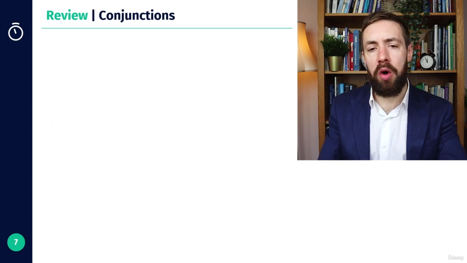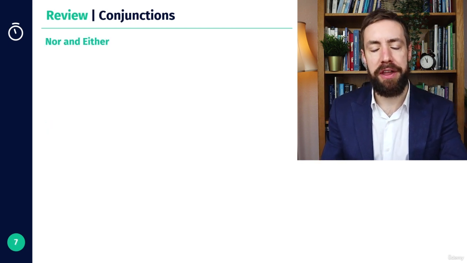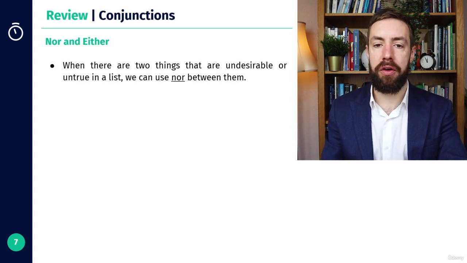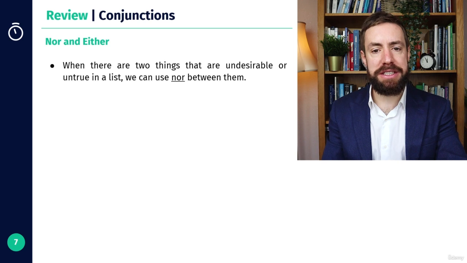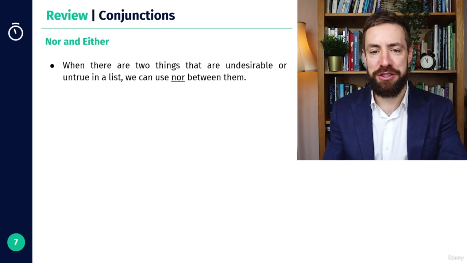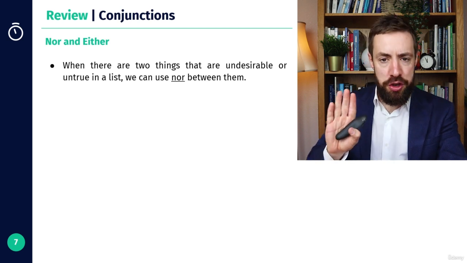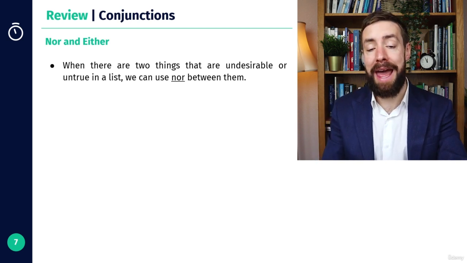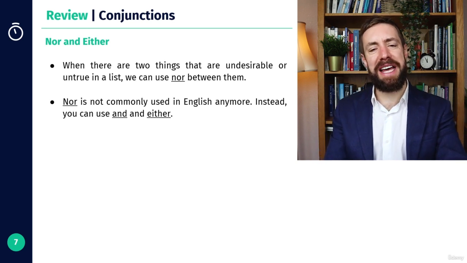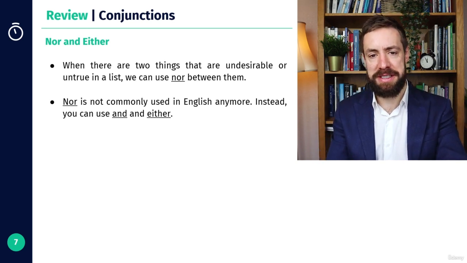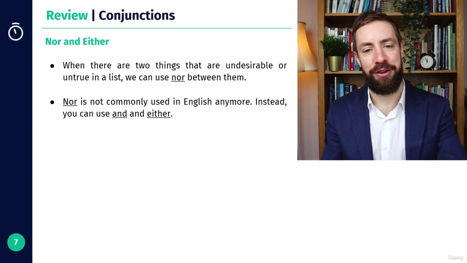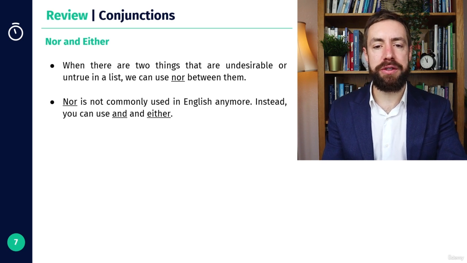We're getting on to the more complicated conjunctions now. And the next two we're looking at are "nor" and "either". So when there is a list, there are two things that are undesirable or untrue, or we want to give the feeling of no in a list, we can use "nor" between them. But "nor" is a little bit old-fashioned. It's not totally unused now, but it's a little bit old-fashioned. So often we'll use "and either".